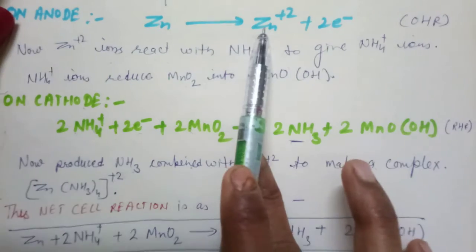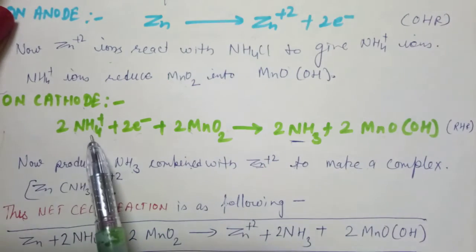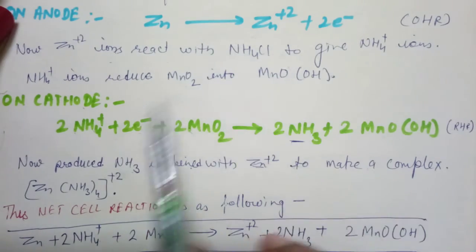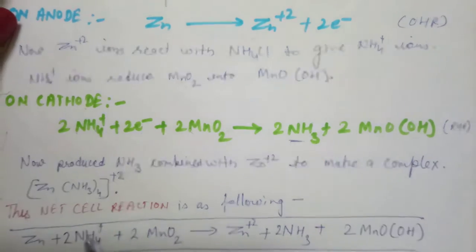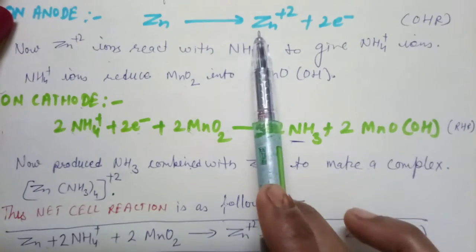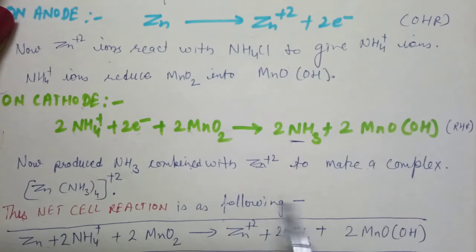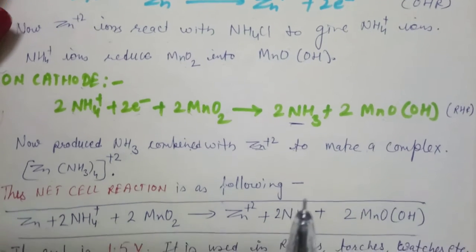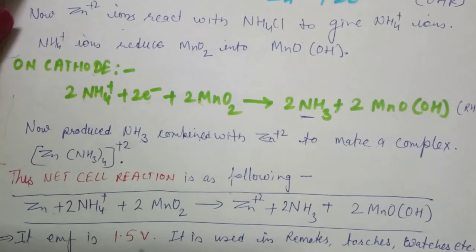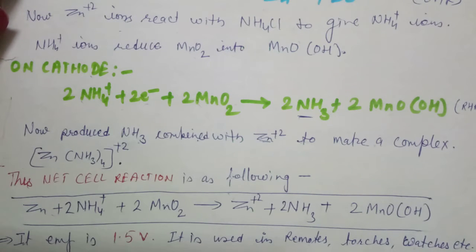So what will be the net cell reaction? Adding the oxidation half reaction and this reduction half reaction: Zn plus 2 NH4+ plus 2 electrons, and 2 electrons are cancelled out, plus 2 MnO2. Zn plus 2 NH4+ plus 2 MnO2 is equal to Zn+2 plus 2 NH3 plus 2 MnOOH. This is the complete cell reaction. Its EMF is 1.5 volt. And it is used in the remotes, torches, watches, etc.